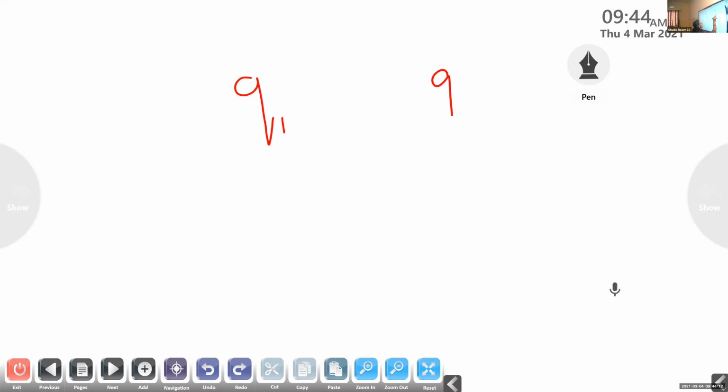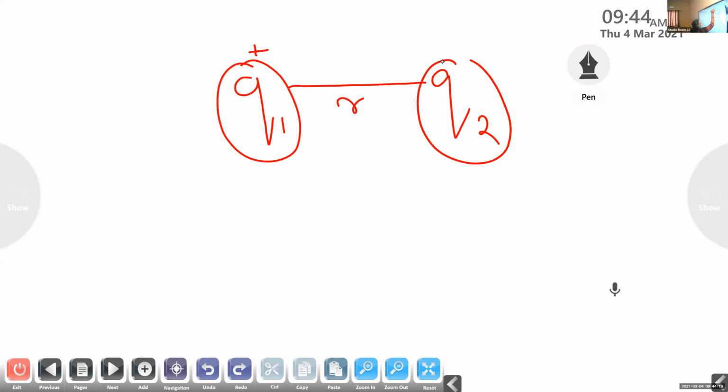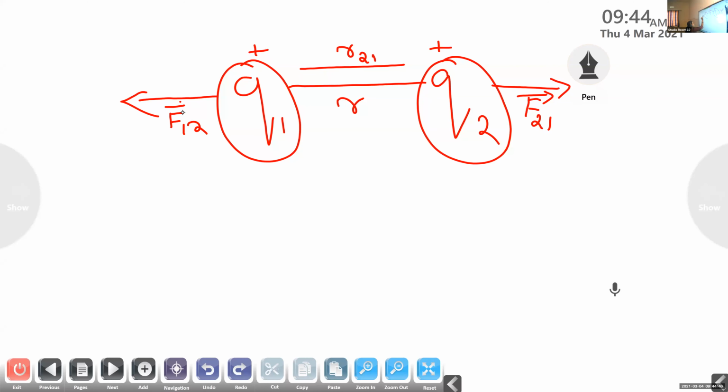Once again I will draw it. Here Q1 is positive, and here Q2 is also a positive charge. Q1 exerts a repulsive force on Q2, moving it in this direction, and they are separated by a distance R21. Similarly, Q2 also exerts a repulsive force on Q1. This force is in this direction and is represented as vector F12.